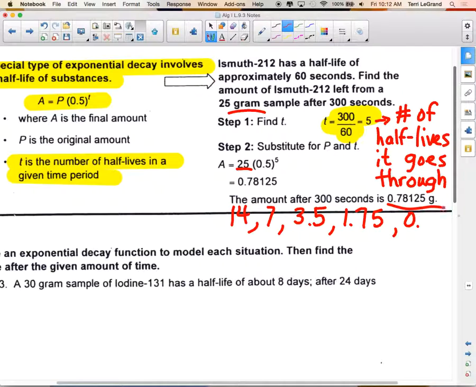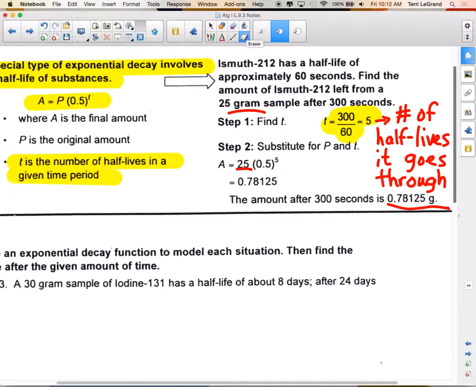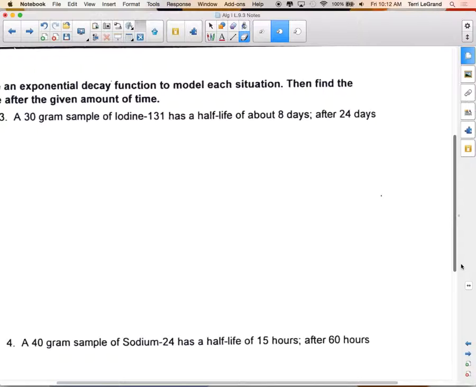But do you understand what's actually happening? Even though I misled you, you get the picture of what's going on here when we're using the formula. Okay, so let's try it now. We have a 30-gram sample. Let's underline that. What's that in our formula? P, the starting amount. This is capital P right here. P equals 30.